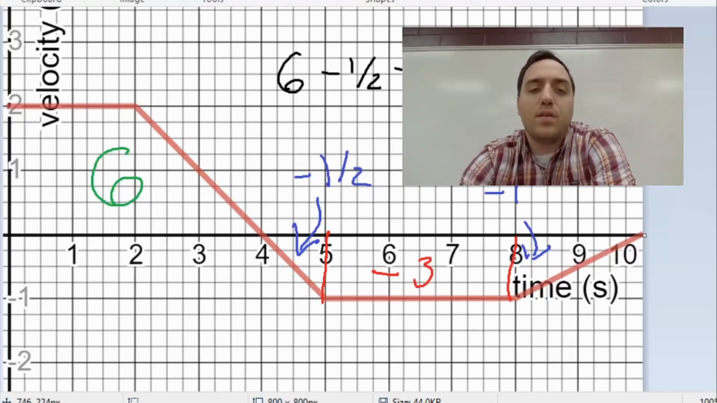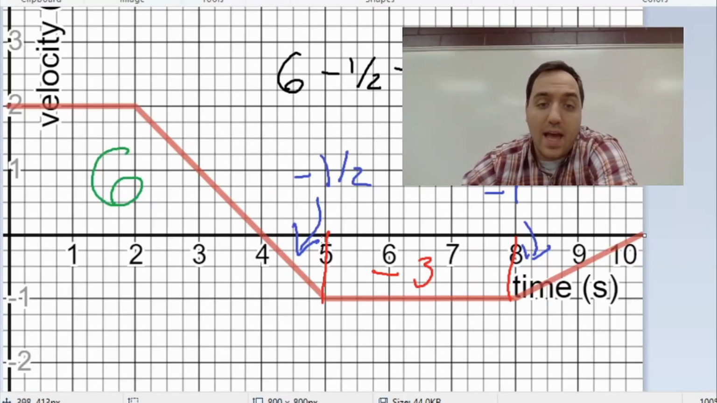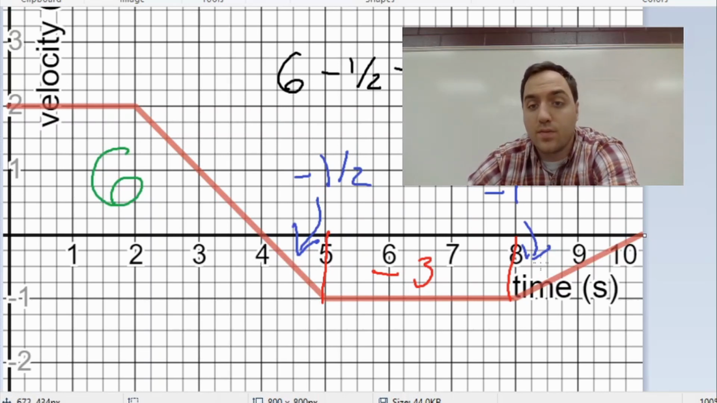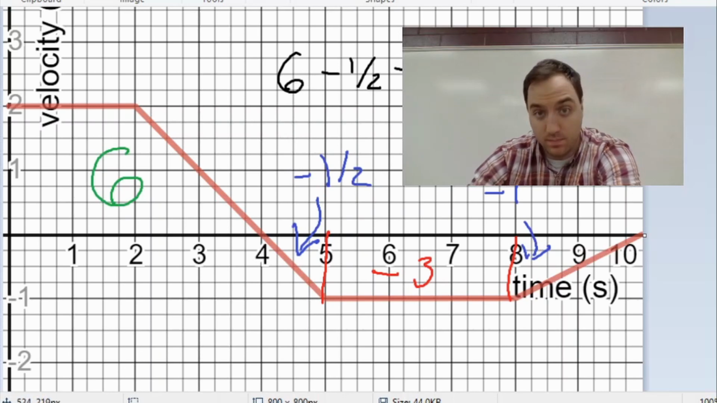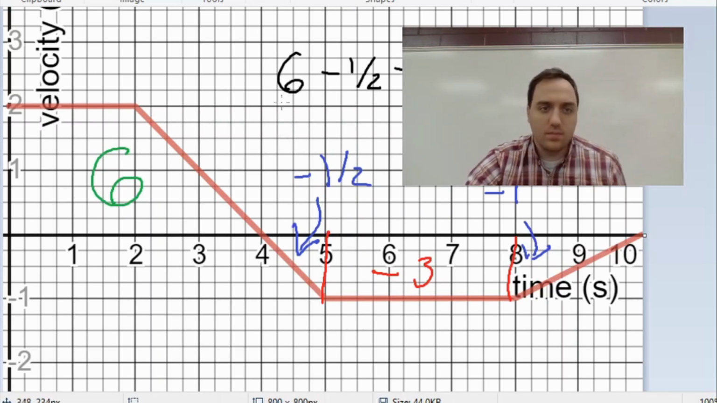Okay, if you did all your math, you'd get that this section here is a half. Don't forget the half for a triangle. And don't forget the half for the triangle over here. So you get 6 minus a half minus 3 minus 1. So after these 10 seconds, if the object followed this path, it's only 1.5 meters ahead of where it started at. All right, let's take a look at another fresh one, and you'll do this entire one from scratch.